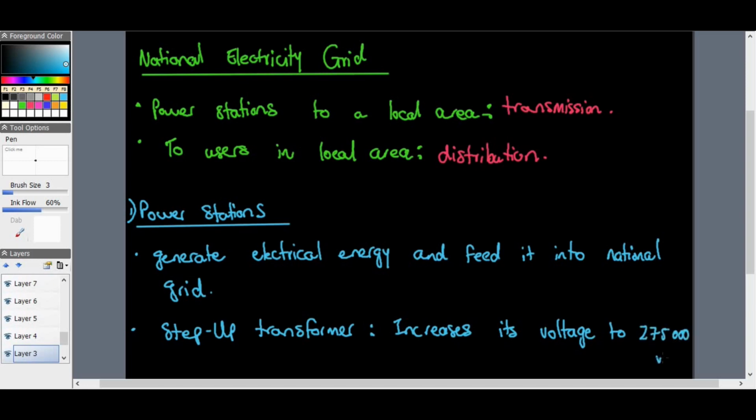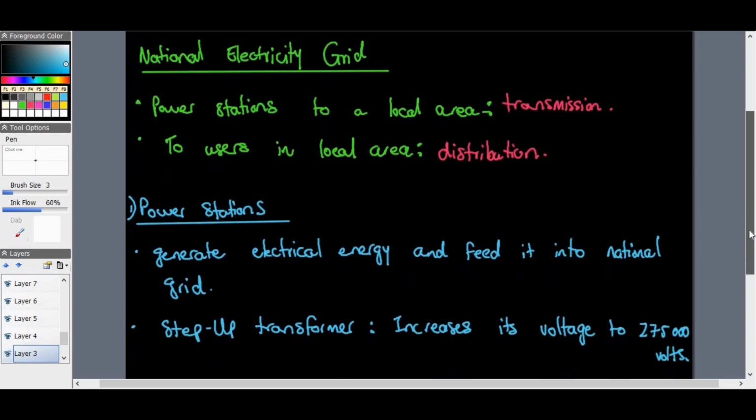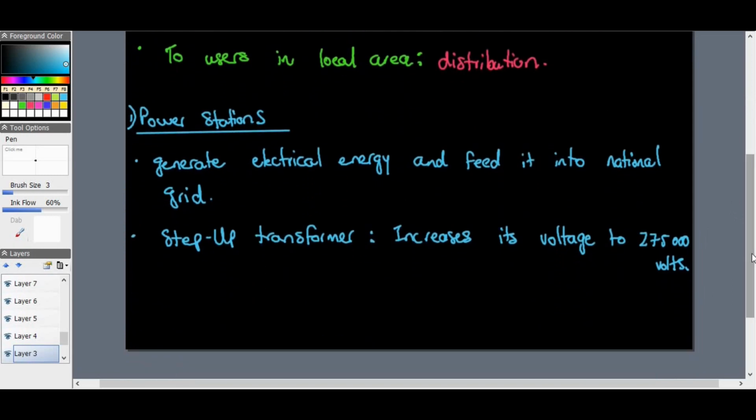275,000 volts. Let's just put that in here like this. Okay, quite a high voltage. Now, why is a step-up transformer, a piece of equipment or device used to increase the voltage? It's done to reduce energy loss during transmission. Low voltage lines will release a lot of energy as waste heat, so it's very uneconomical over long distances. So we need to increase the voltage.